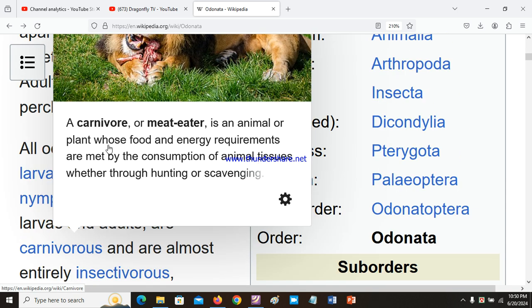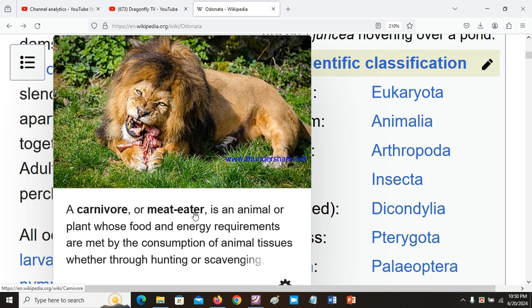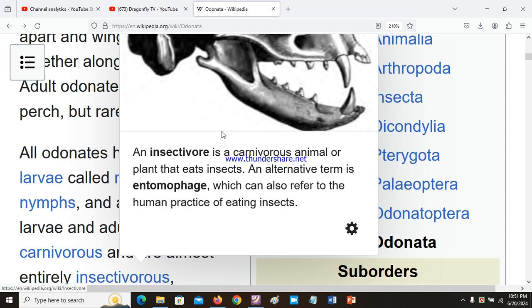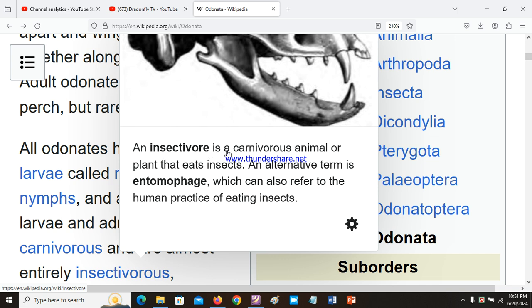Carnivorous means a carnivore or meat eating is an animal or plant whose food and energy requirements are met by the consumption of animal tissues, like the lion. Carnivores means meat eater. And here, insectivorous. An insectivore is a carnivorous animal or plant that eats insects. An alternative term is entomophage, which can also refer to the human practice of eating insects.